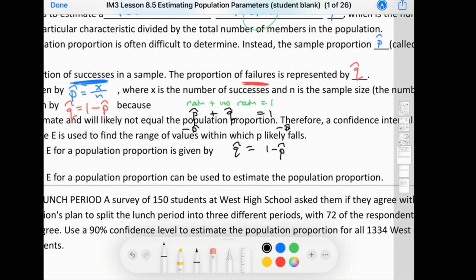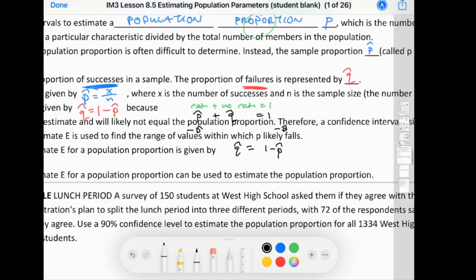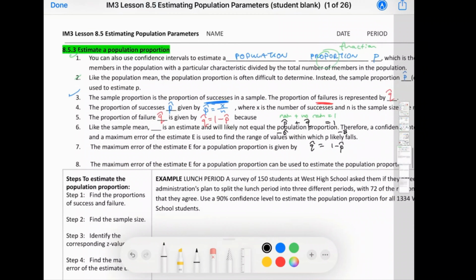So think about, that's the best one. Rain plus no rain equals 100%, right? I look outside, it's really blue right now, so the chance of rain is 0. 0 plus 100% chance there's no rain equals 100% or 1. Okay, number 6.